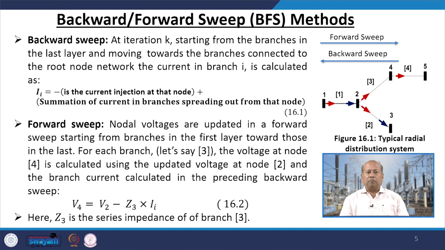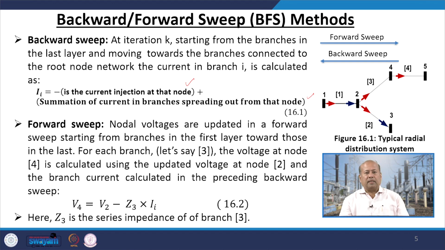Backward sweep means that at iteration k, starting from the branches in the last layer and moving towards the branches connected to the root node, the current in branch I is calculated as II, the current injection at that node, plus the summation of currents in branches spreading out from this node. In case of forward sweep, nodal voltages are updated in a forward sweep starting from branches in the first layer towards those in the last.